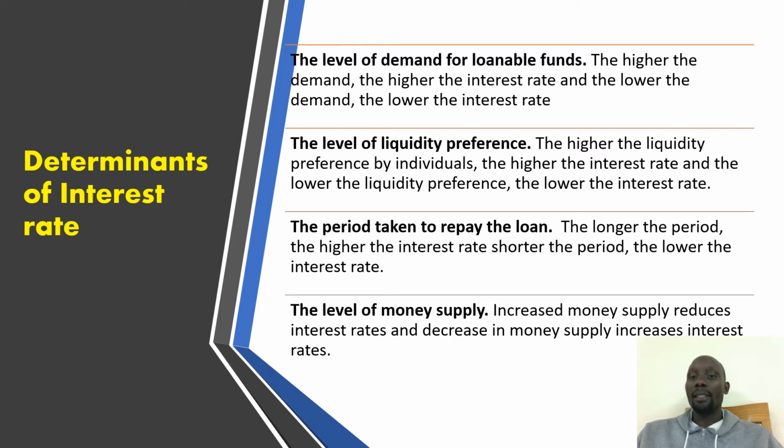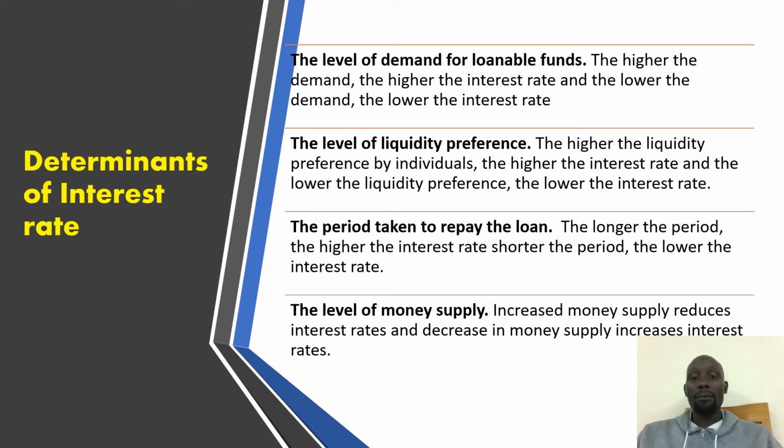And if the demand for loanable funds from financial institutions by the public is low, then the interest rate will be low. So that one is when we have the perfect market condition where the interest rate in the market is determined by the market forces of demand and supply for money or for loanable funds.